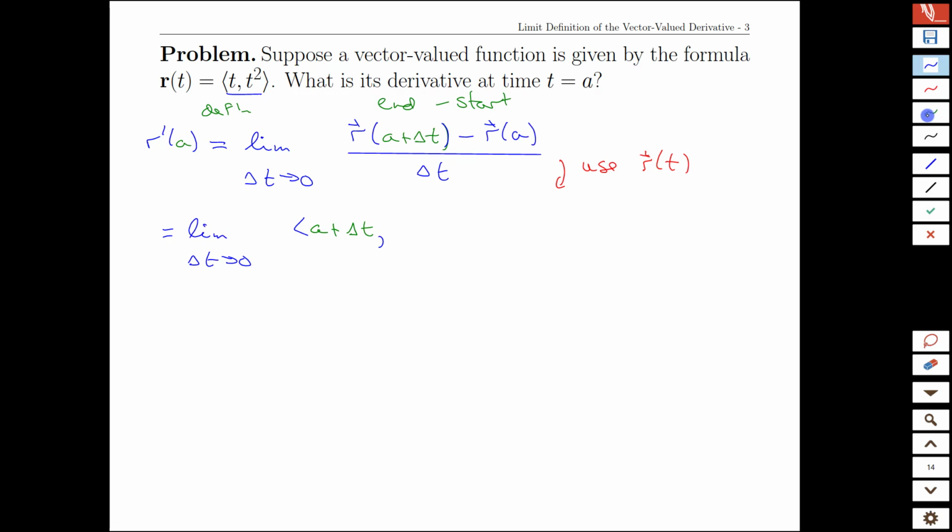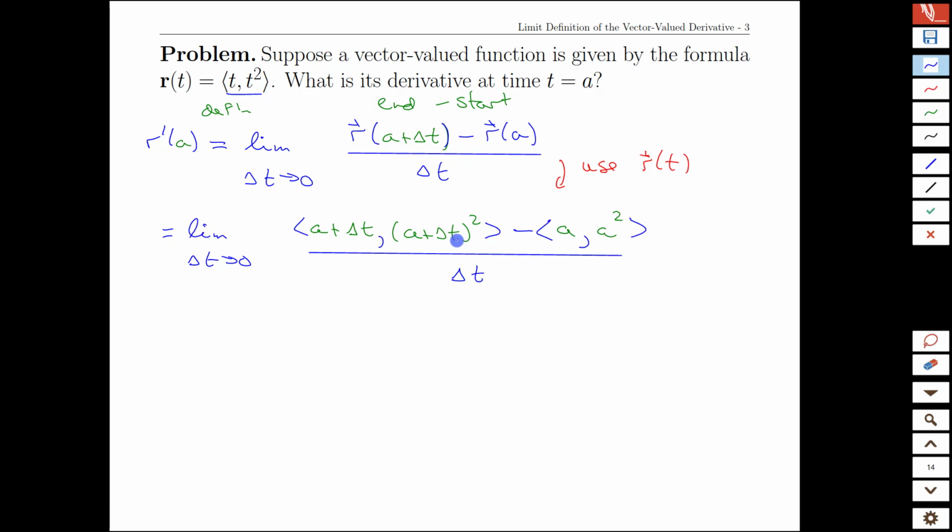And then for the y component, it's going to be a plus delta t all squared. That is our position after a little bit of time. Then we're going to subtract the position at time a, which is a little simpler. It's simply a and a squared. And all of that divided by delta t.